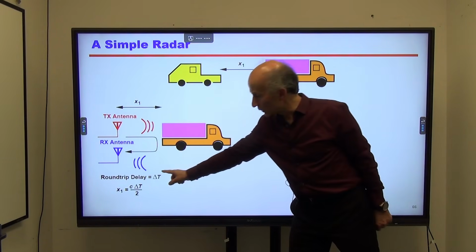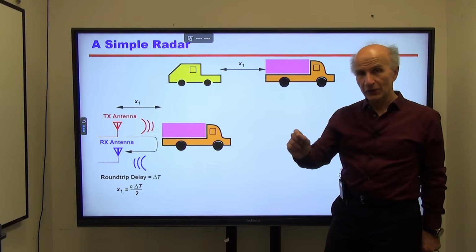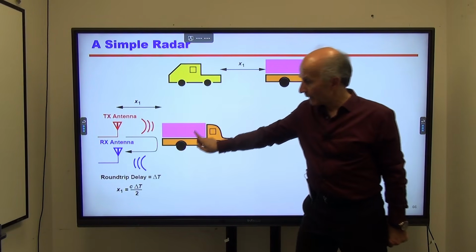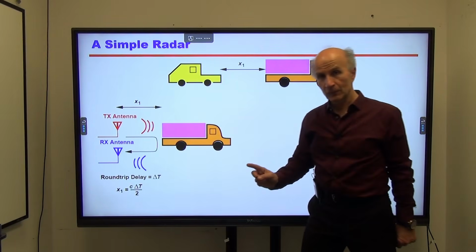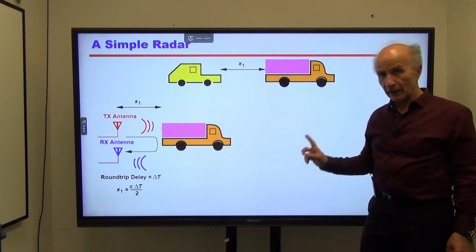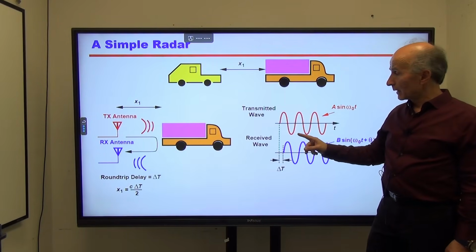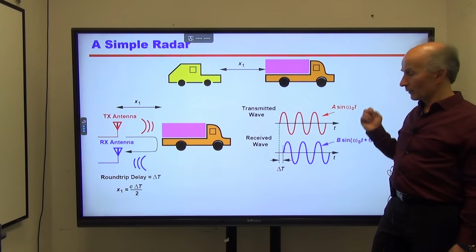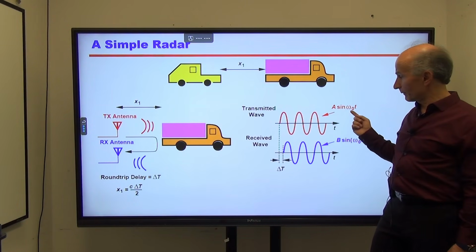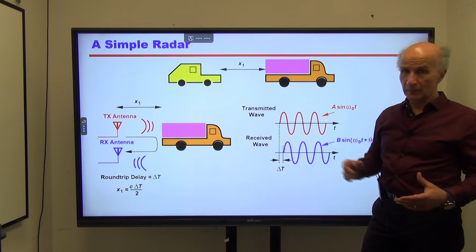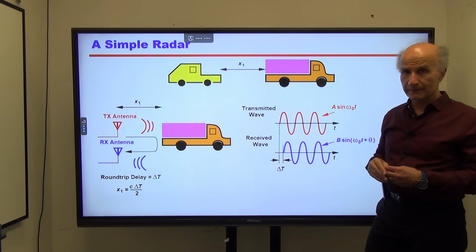Okay, that's good. So the problem just boils down to one task. How do I measure delta t? How do I measure the delay between the radio wave that went this way and the radio wave that came back? So let's plot these waves as a function of time and see what they look like. The transmitted wave is this red wave. Let's call it sine of omega 0 t. Omega 0 is the frequency of that radio wave. For example, these days it could be 77 gigahertz.